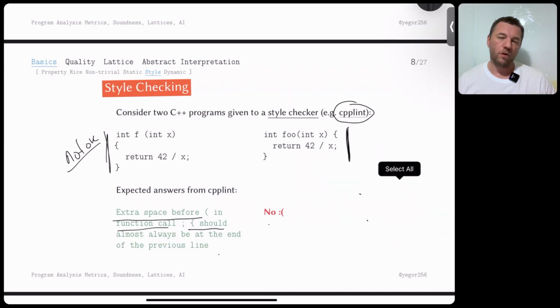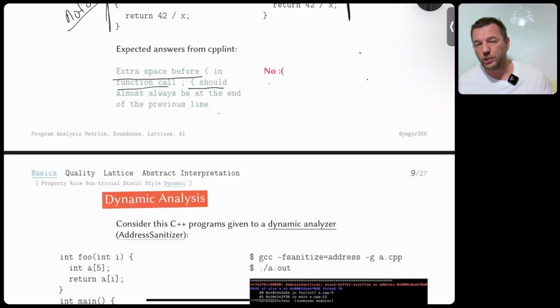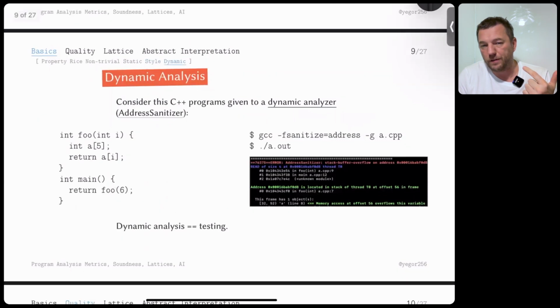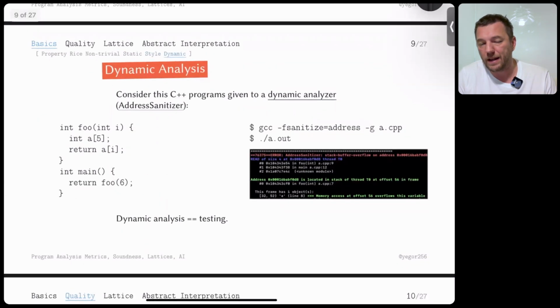It's necessary to use them both. So you should put them together. Static analysis and style checking are two different things, and in a good project, they should work together. And finally, what you need to know about this classification of tools is dynamic analysis. So we have static analysis, we have style checkers, and we have dynamic analysis.